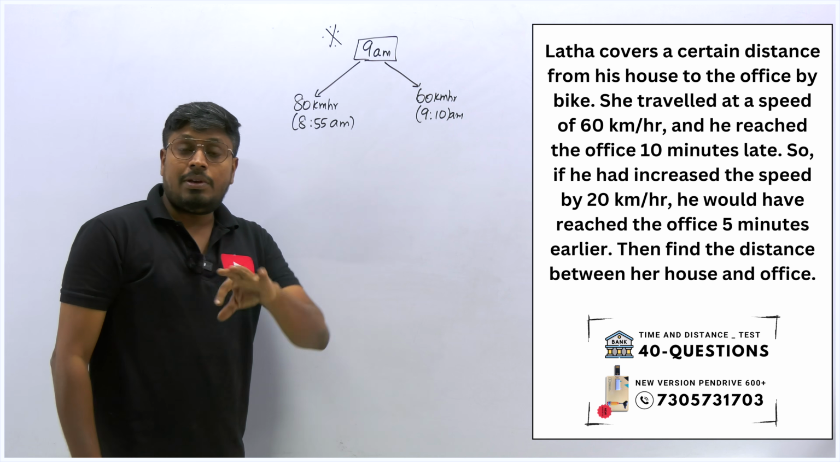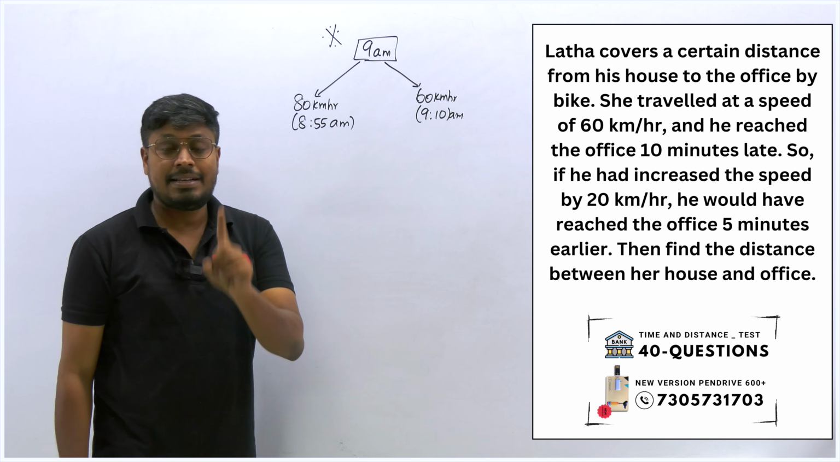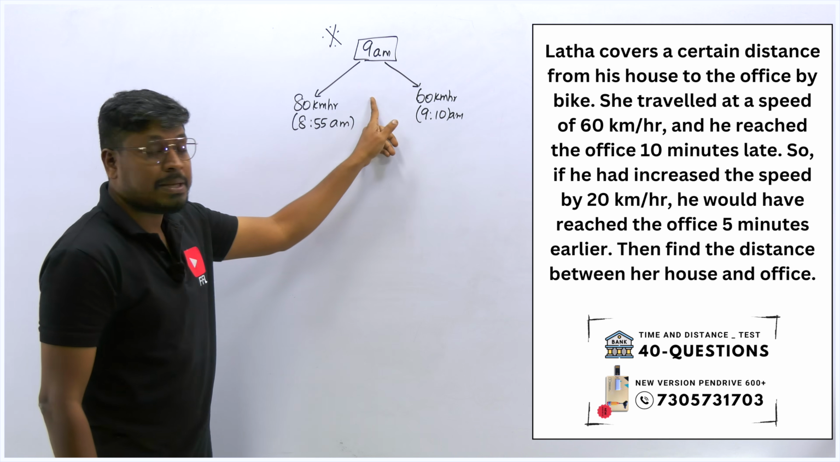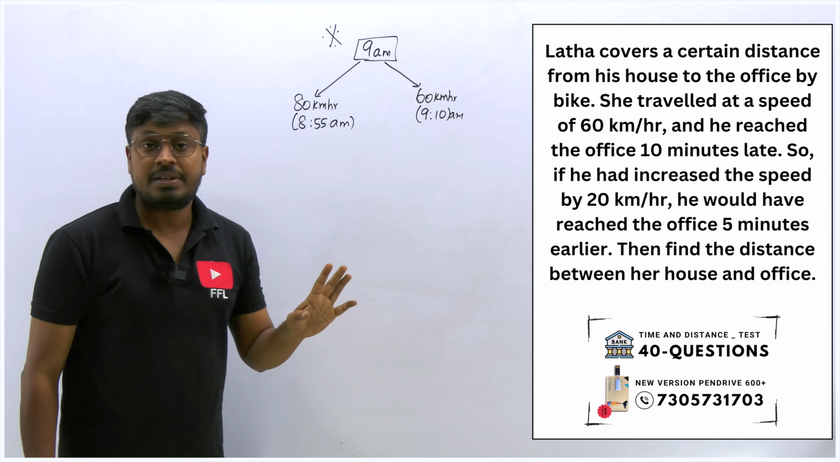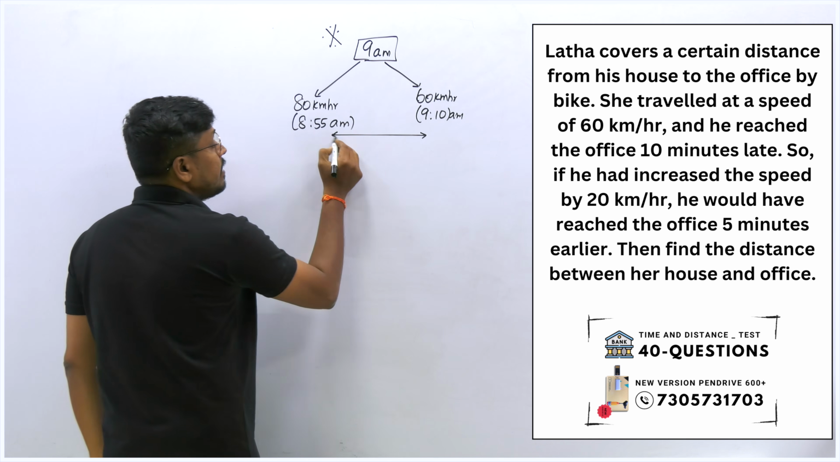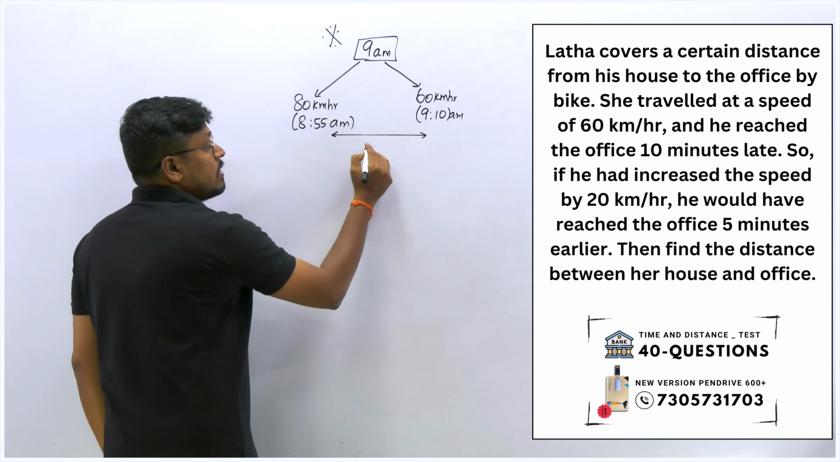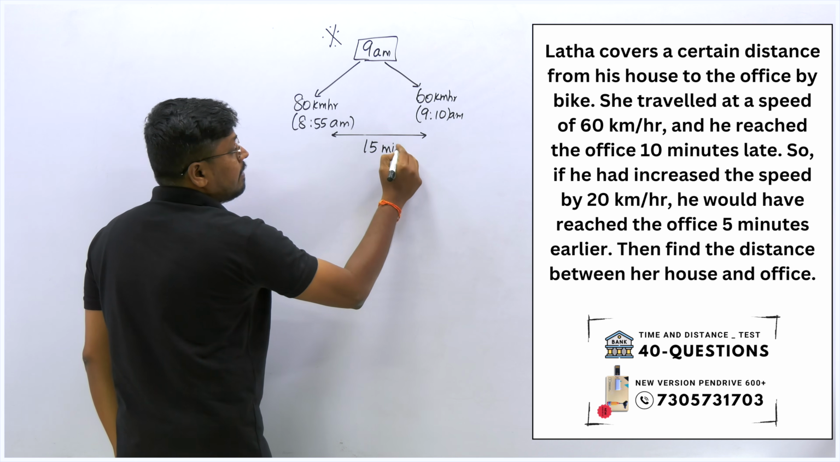But for every different concept you should not learn a new method. That's the reason I have taught you only one method, this method, to understand the concept of the question. So now we need to find the difference, right? What is the difference between both the timings here? Here 5 minutes is the difference, here 10 minutes is the difference. So the total difference between both the timings is 15 minutes.